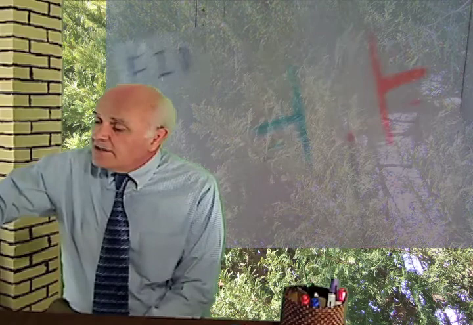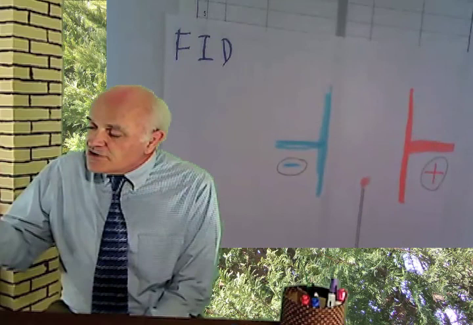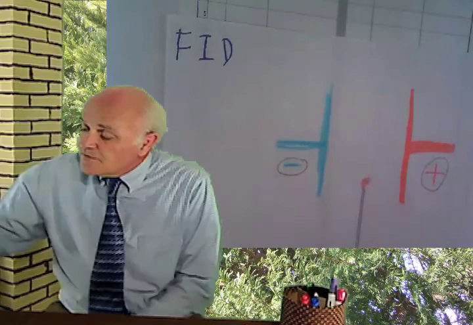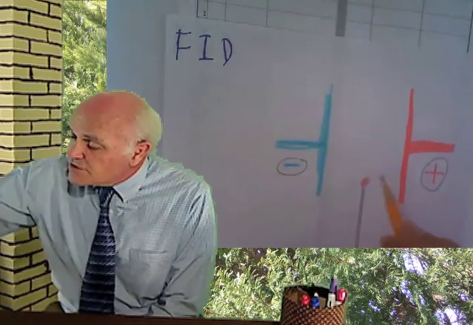The idea of the FID is that there's a charge between these two plates, and there's a little hydrogen flame here. I have the hydrogen flame shown as a red dot. The hydrogen flame actually is invisible. The hydrogen burns so cleanly that it's completely invisible.